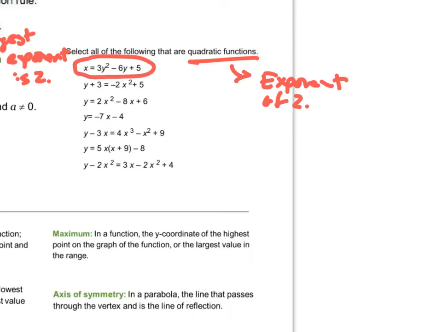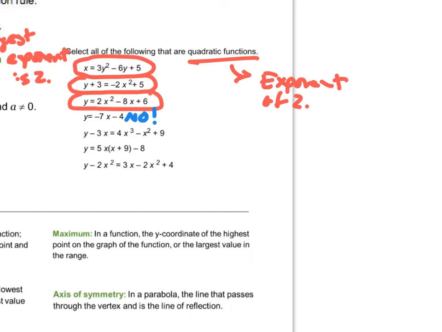The next one says y plus 3 is equal to negative 2x squared plus 5. Again, my largest exponent here is 2, so I'm going to circle that one as well. This next one, y equals 2x squared minus 8x plus 6, has a largest exponent of 2, so that's a quadratic function as well. Over here, y equals negative 7x minus 4. This would not be, because our largest exponent is 1. So this would not be a quadratic, so no.